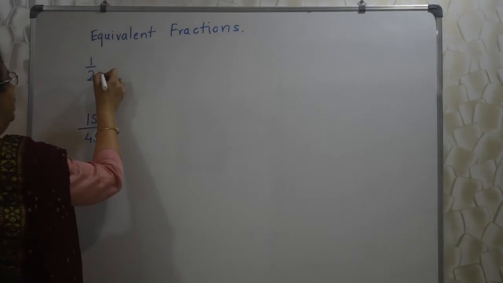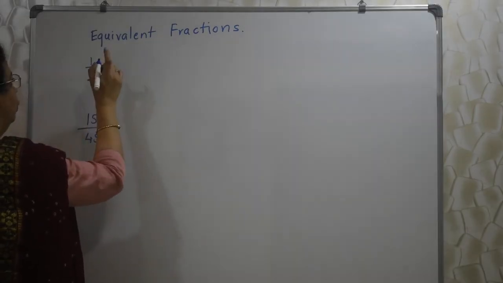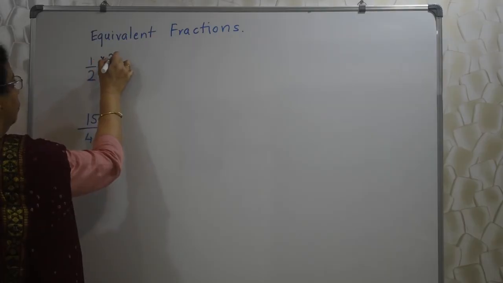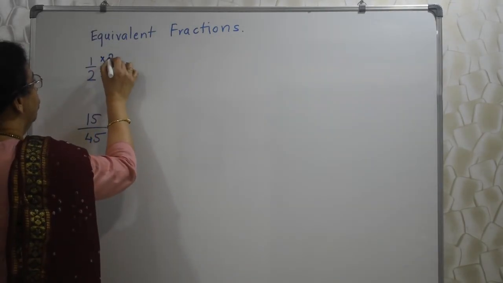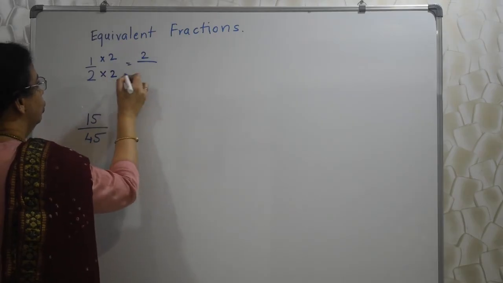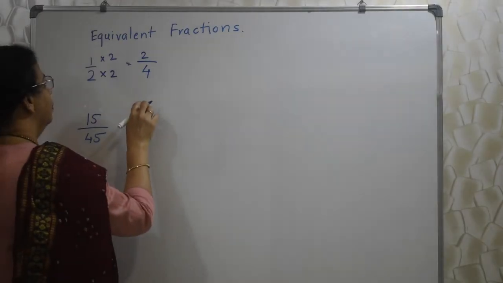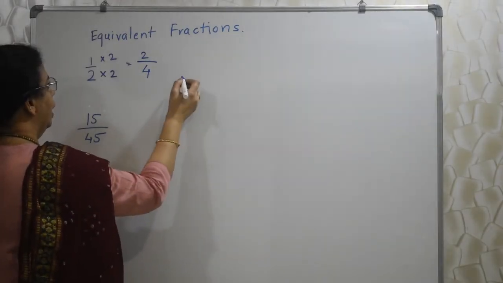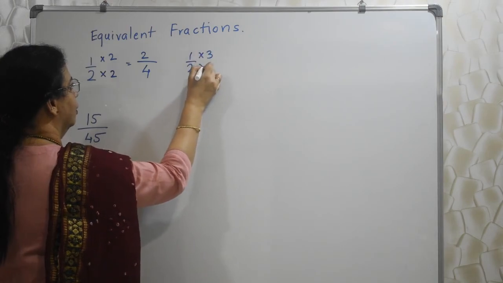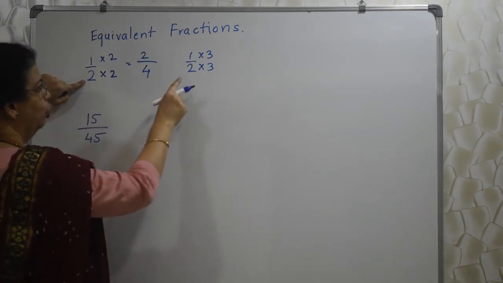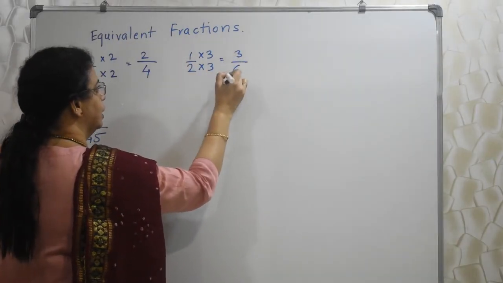If I multiply this by suppose 2, I told you, you have to do same thing to numerator as well as denominator. So my answer is 1 into 2, 2, 2 into 2, 4. Suppose I multiply 1 upon 2 by 3. Okay. Original 1 upon 2 by 3, not 2, by 3. Okay. So 3 upon 6.